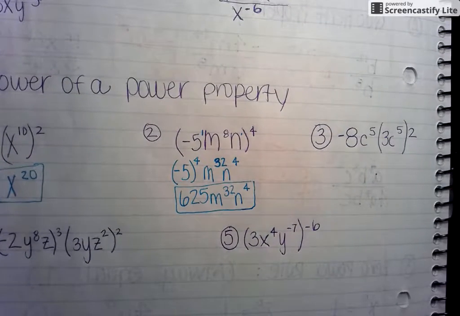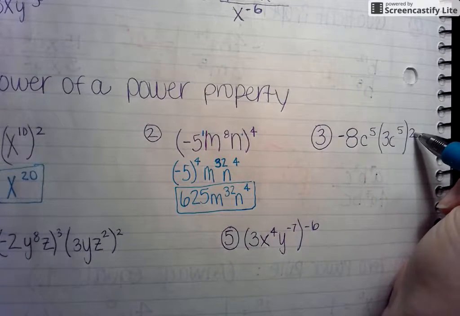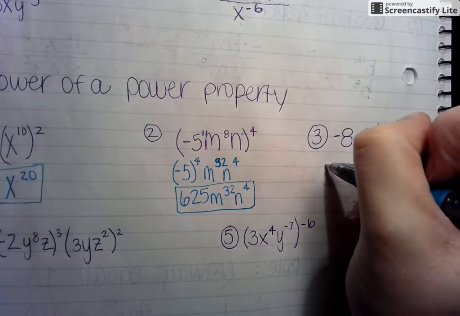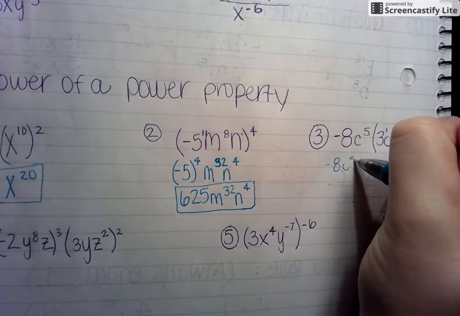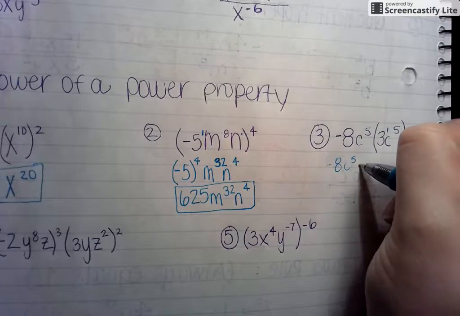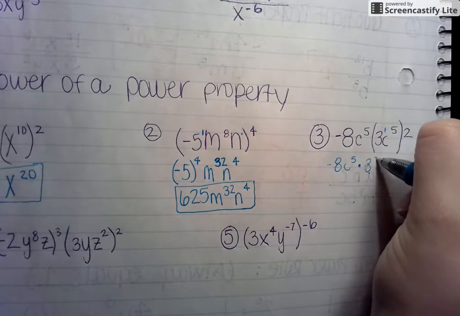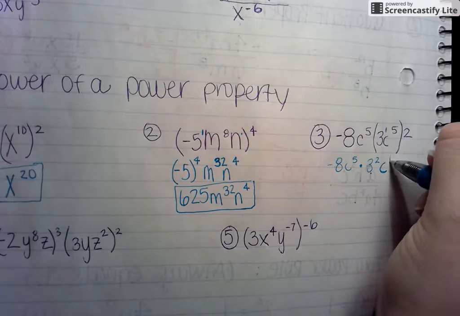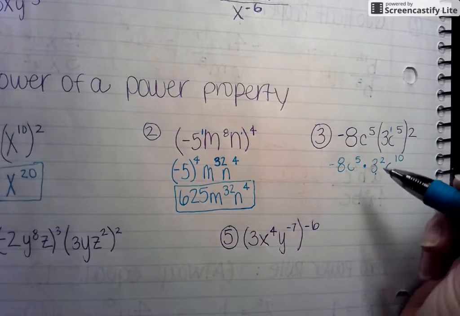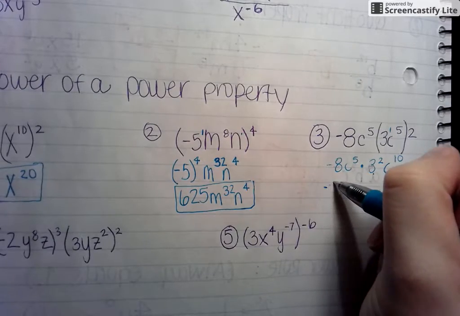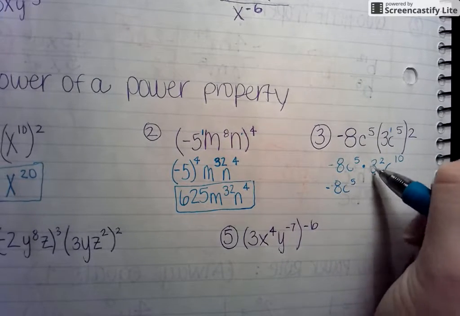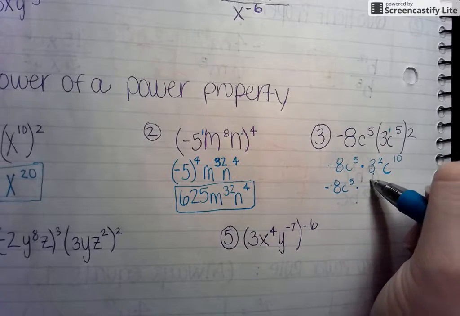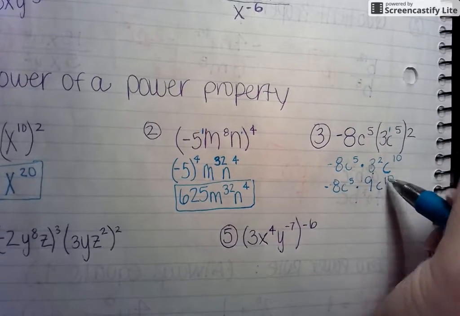Okay, next one. What I'm going to do first is distribute this 2. So I'm going to give it to the 3 because there's this imaginary 1 here, and then to the c to the 5th. So I have -8 c to the 5th, and then times 3 squared, and 5 times 2 is c to the 10th power. Okay, I'm going to make sure I rewrite this. So I have -8 c to the 5th, because I want to simplify, times 3 squared, which means 3 times 3, which is 9, and then c to the 10th.